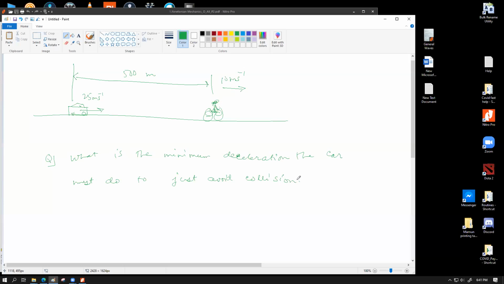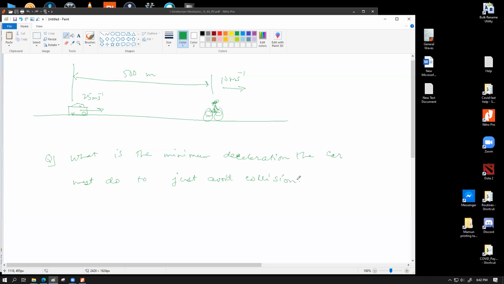Let me elaborate this word a little bit. Just avoiding collision means that there would come a point where the front of the car will touch the rear end of the cycle but not push. So there will be a slight contact between them, but the car will not at all push the bicycle. This would mean that the car would be using the entire space that is available in between them.